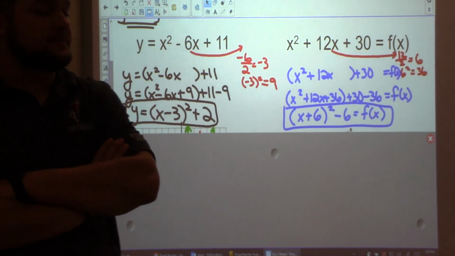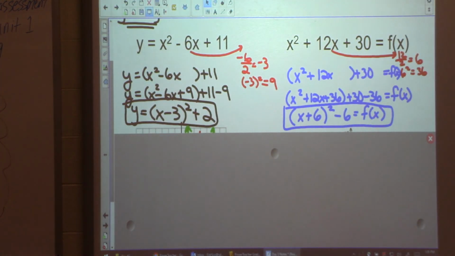Yeah. Guys, check your answers, please. Take a look at them. One thing I will say, I know I've been walking around a little bit. I did notice a lot of people aren't making it an equation. What does it need to have to be an equation? Equals something, right? Equals f of x, equals y. You need to have that on there. It needs to be an equation.